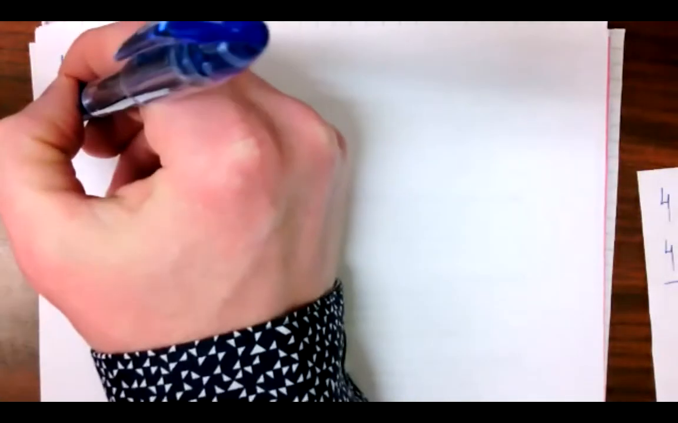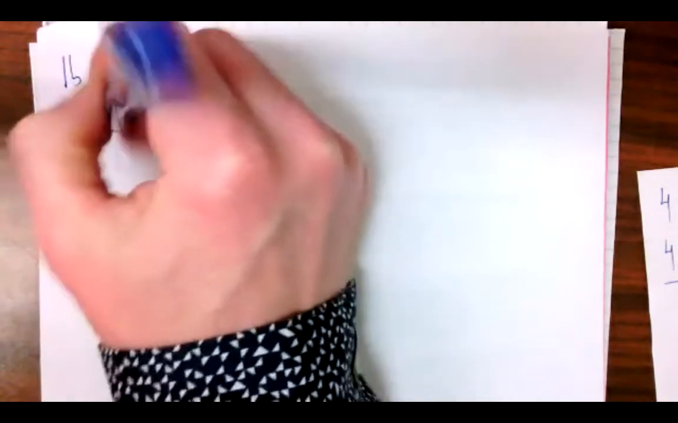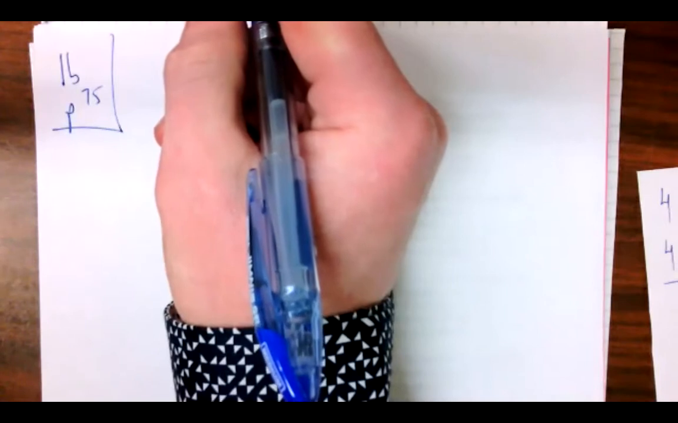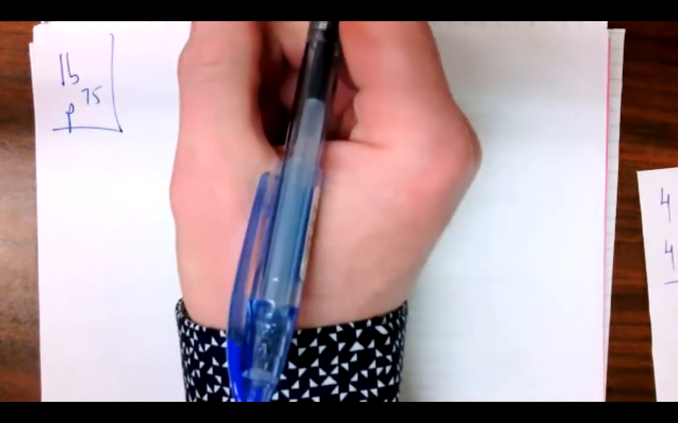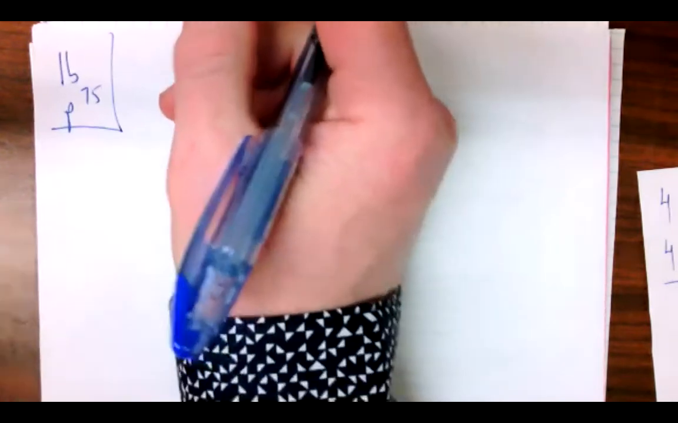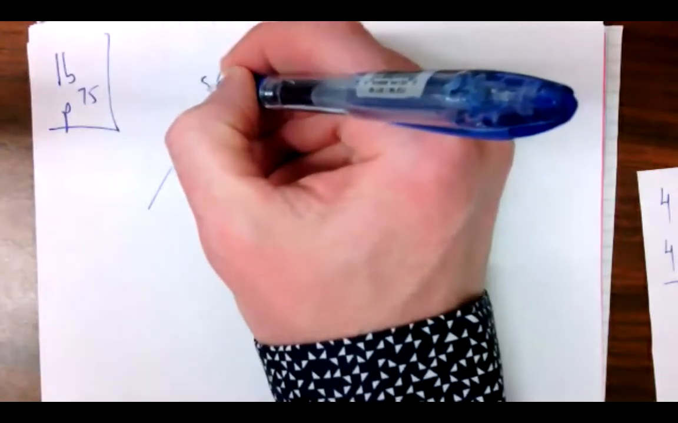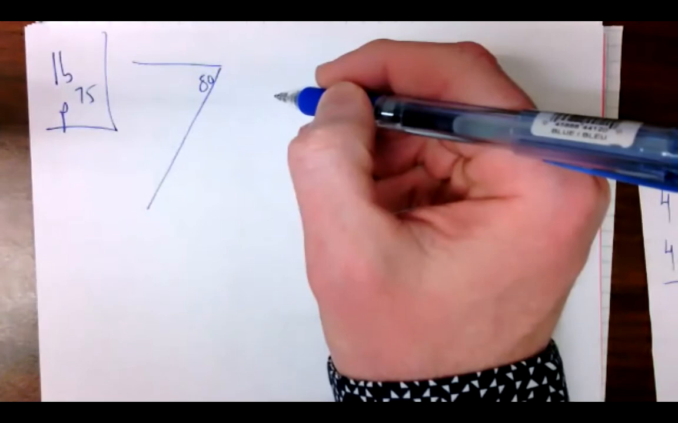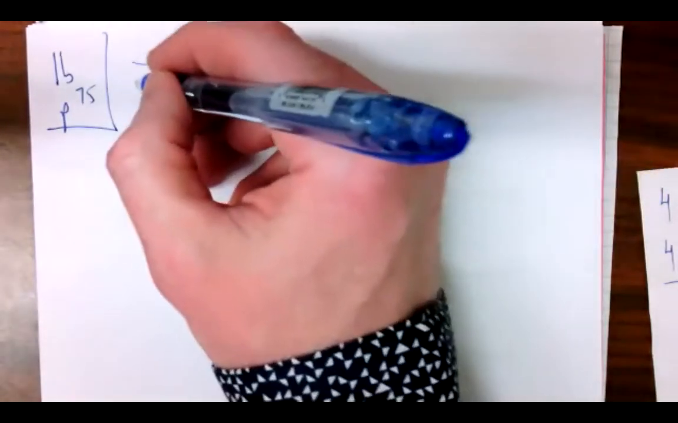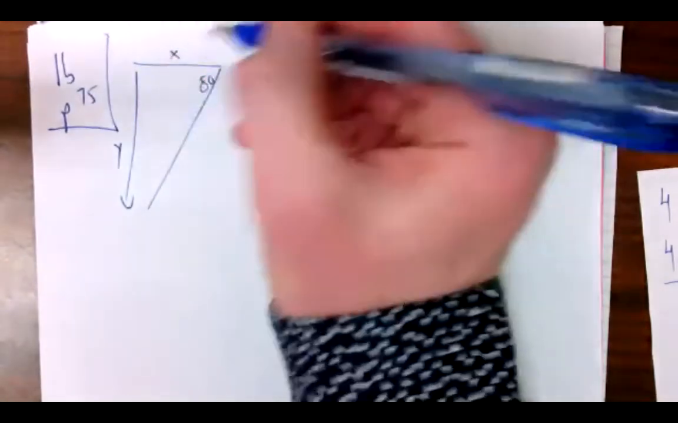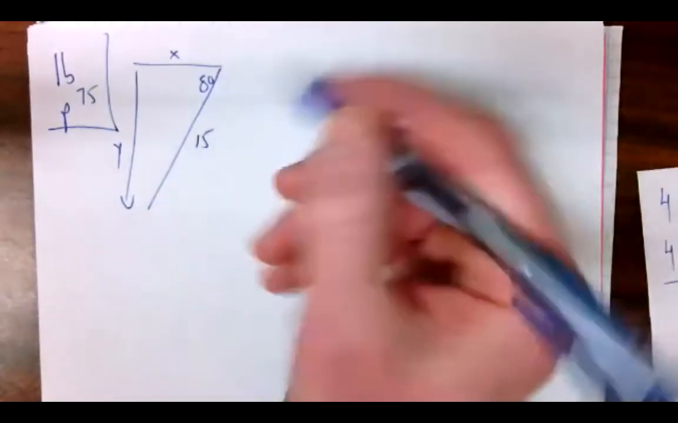We'll start with 1B. I'm recording, right? Yeah. 1B, page 75. Break down each vector into its x and y. Okay. So we've got, this is 80 degrees. Okay, so 80 degrees. So this is our y. This is our x. This is 15. Correct?